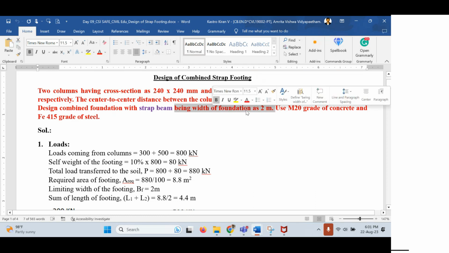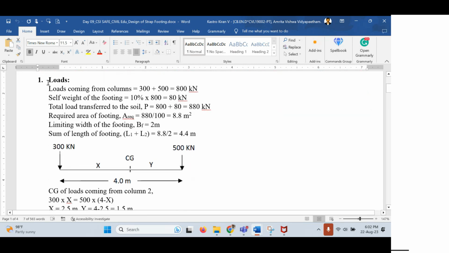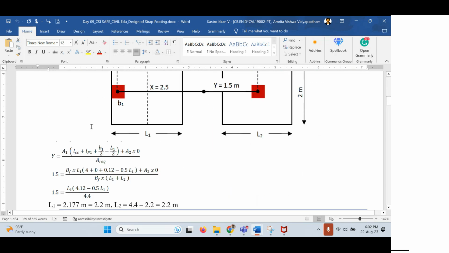Another condition that they have provided is we should not use the width of foundation more than 2 meters. That is, we should use the width of the foundation as 2 meters only, by using grade of concrete as M20 and grade of steel as Fe415. This is what they have given. Then we started finding out the load combinations, and based upon the loads, we found out the area of the footings.